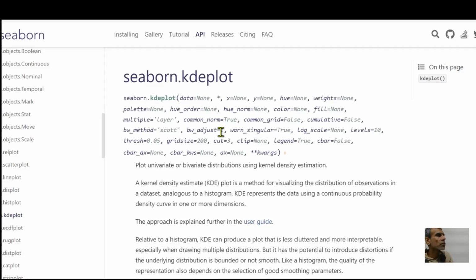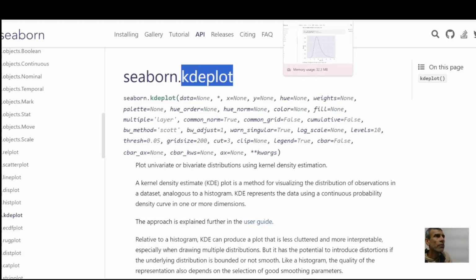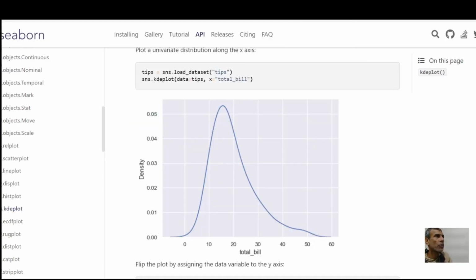Hello students, welcome back. So now we are going to be focusing our attention on KDE plot. The KDE plot looks something like this over here.